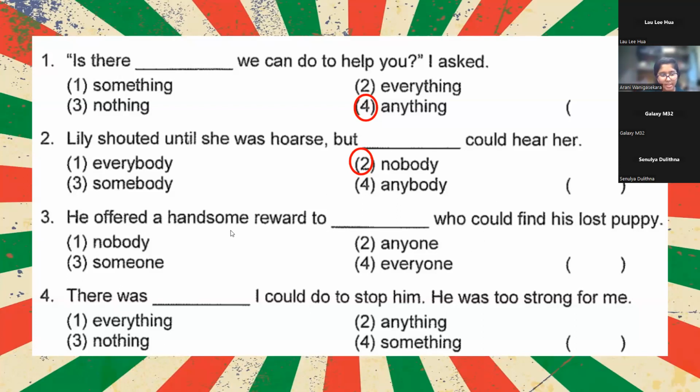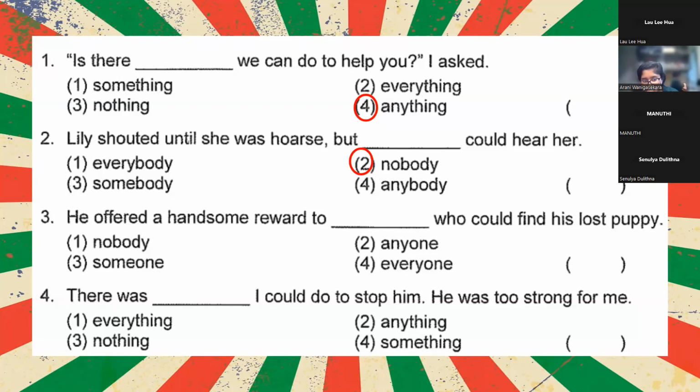So in the third sentence, it says he offered a handsome reward to blank who could find his lost puppy. What's the answer? Someone. Anyone. Any other answers? Everyone. Anyone.